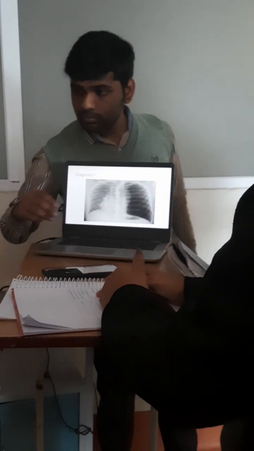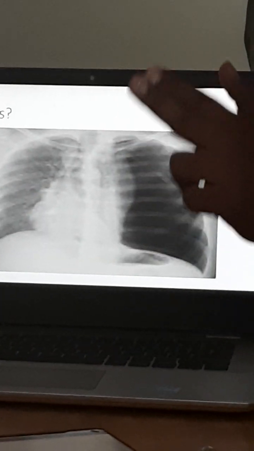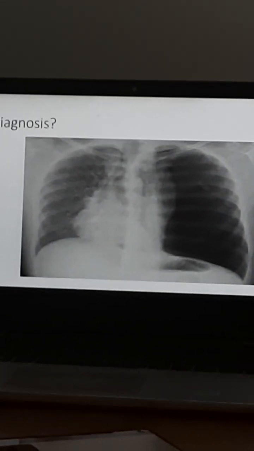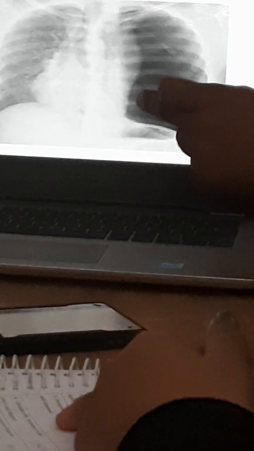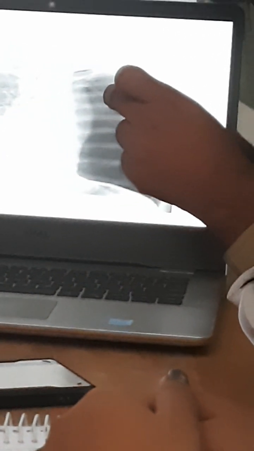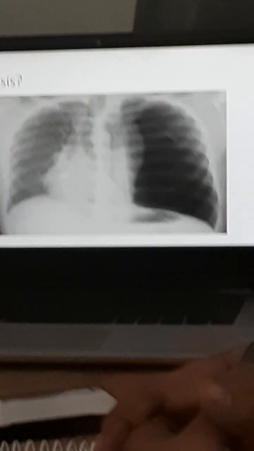Clear? Sir, how to count ribs? Good question. Now this is a PA view. So when will you say it is a hyperinflated lung? More than 9. Start from here. These are posterior ribs. 1, 2, 3, 4, 5, 6, 7, 8, 9. Slightly this one, 10. It's not grossly hyperinflated. It's hyperinflated. More than 9. Okay.